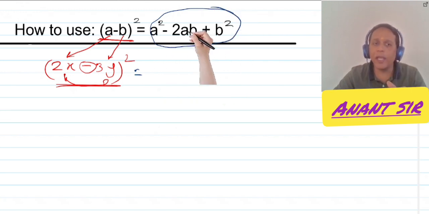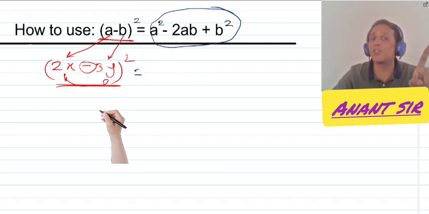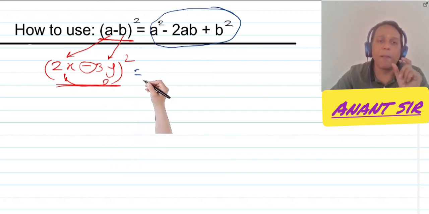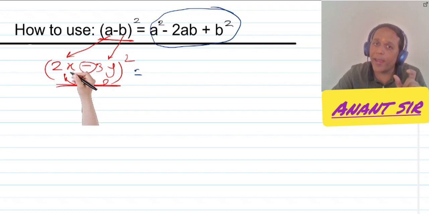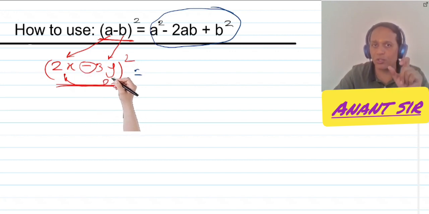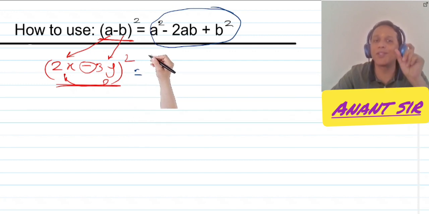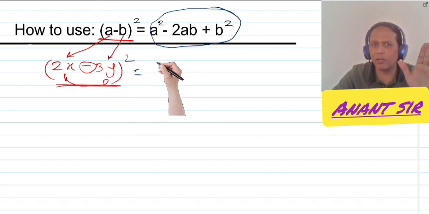In place of a, put the first term, that is 2x, and in place of b, put the second term, that is only 3y, not minus 3y. This is a very common mistake which many students make. So you have to put 2x in place of a, the first term, and 3y only, not minus, in place of b, the second term. So just putting the values now.